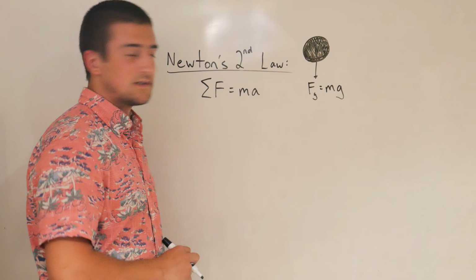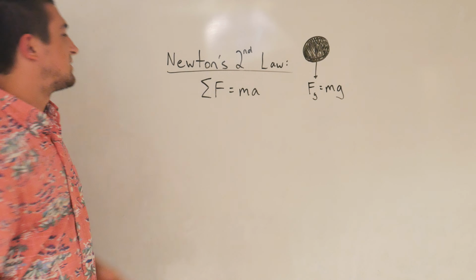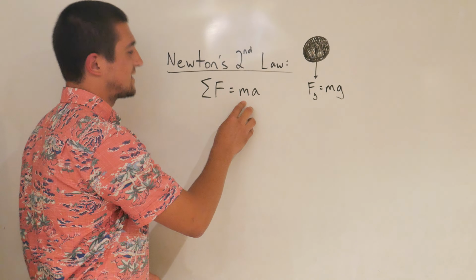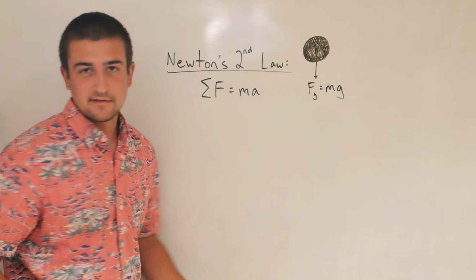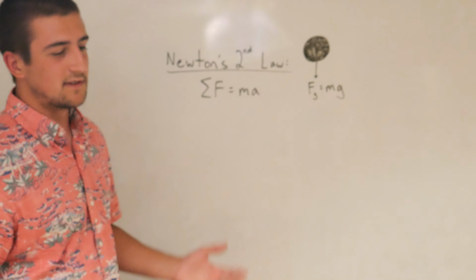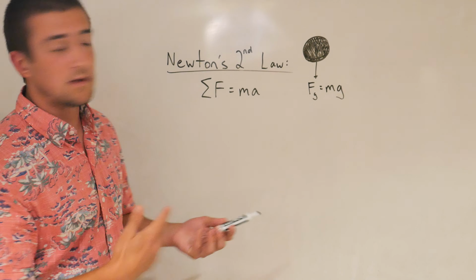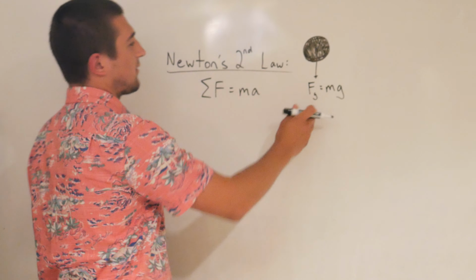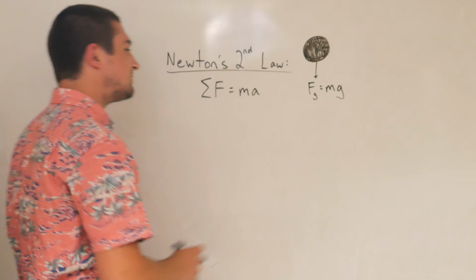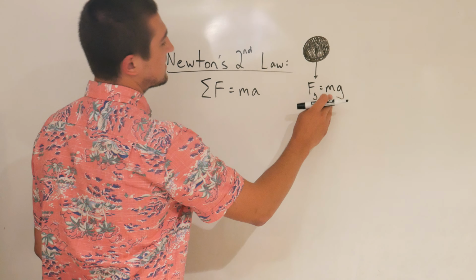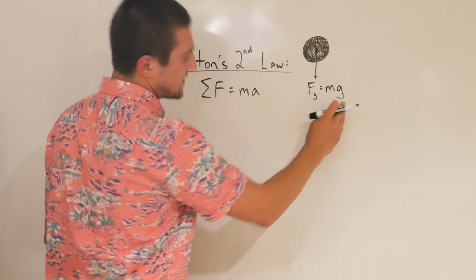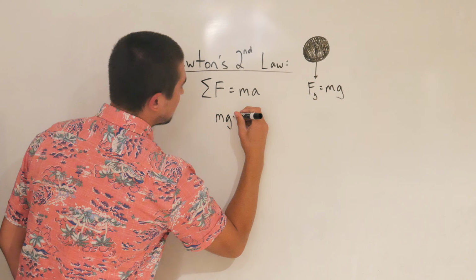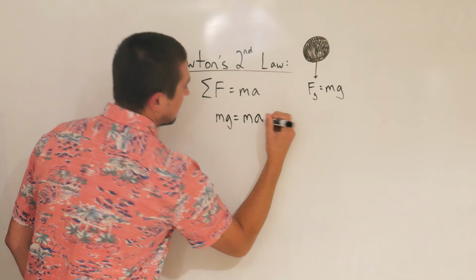So let's do it. Newton's second law of motion states that the sum of the forces acting on an object is equal to the mass of the object times the acceleration of the object in whatever direction that the forces add up to push it or pull it in. And in this case, the sum of the forces is just going to be our one force acting on the object, which is gravity, which is the mass of the object times acceleration due to gravity. So, writing that in, we have mg is equal to ma.